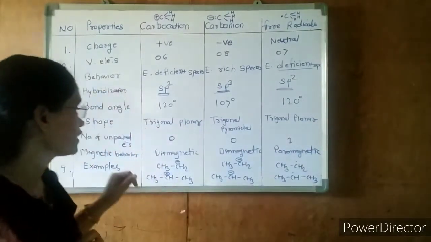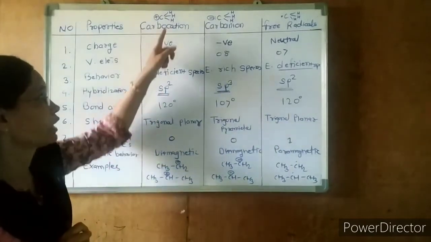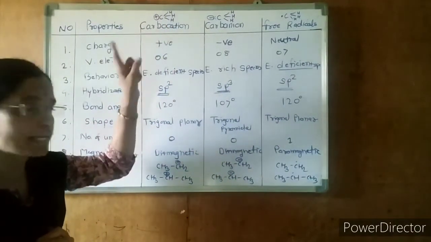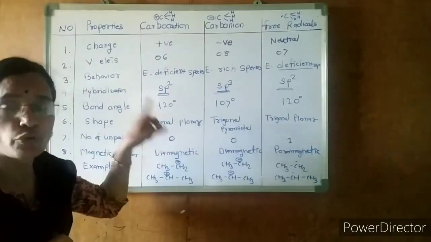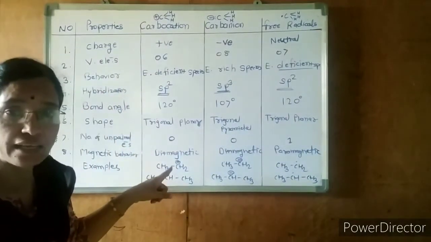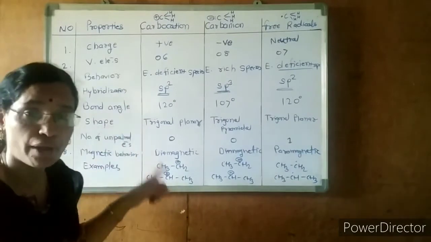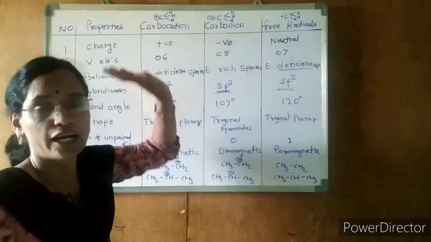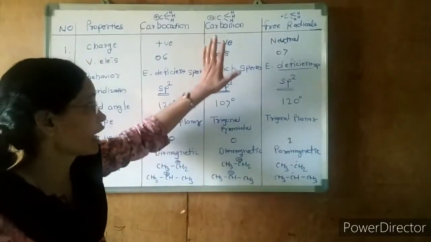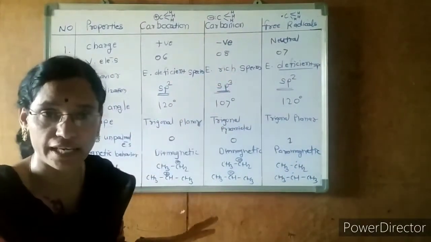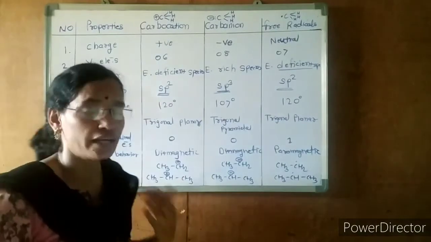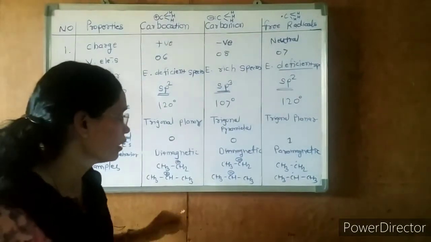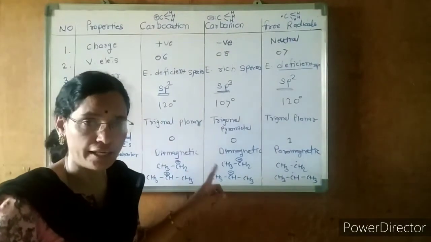Okay. So what is the magnetic nature of the carbocation? There is no unpaired electron, which means the magnetic nature of the carbocation is diamagnetic. In the carbanion also, there is no unpaired electron on the carbon. It means that the magnetic behavior of the carbanion is diamagnetic, right?